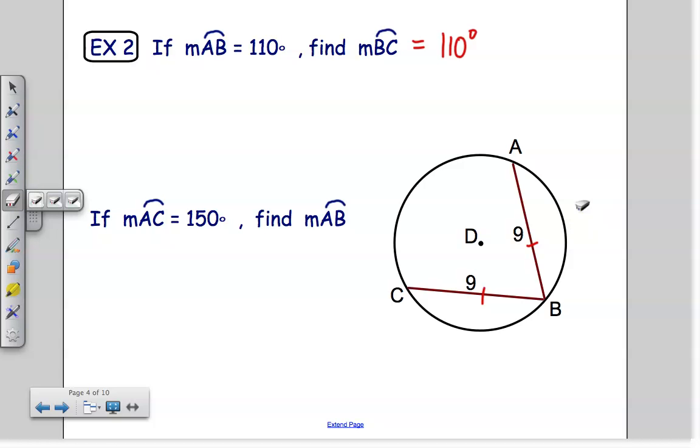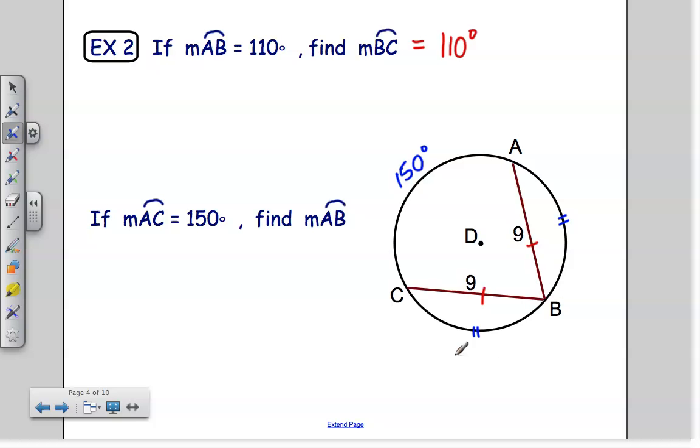I'm going to erase this for the second example because this one's a little bit different. If the measure of arc AC is 150, now arc AC, this would be the minor arc. It looks like that's the shortest arc between A and C. Then I need to find the measure of arc AB. Oh, wait a second, I'm missing two arcs here, and 150 has nothing to do with those chords. But don't I know that arcs BC and AB would have to be congruent, or the same measure, because of the fact that their chords are congruent?